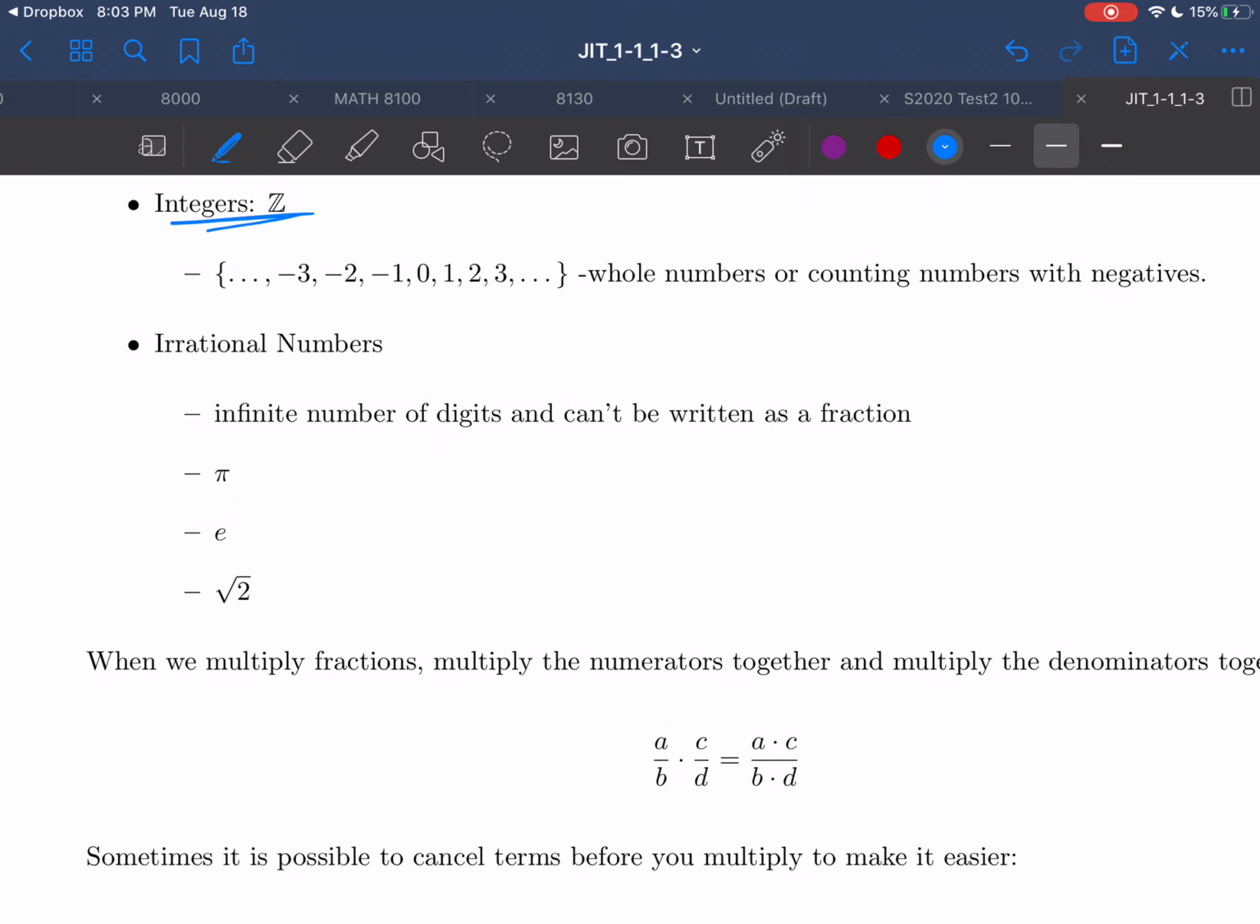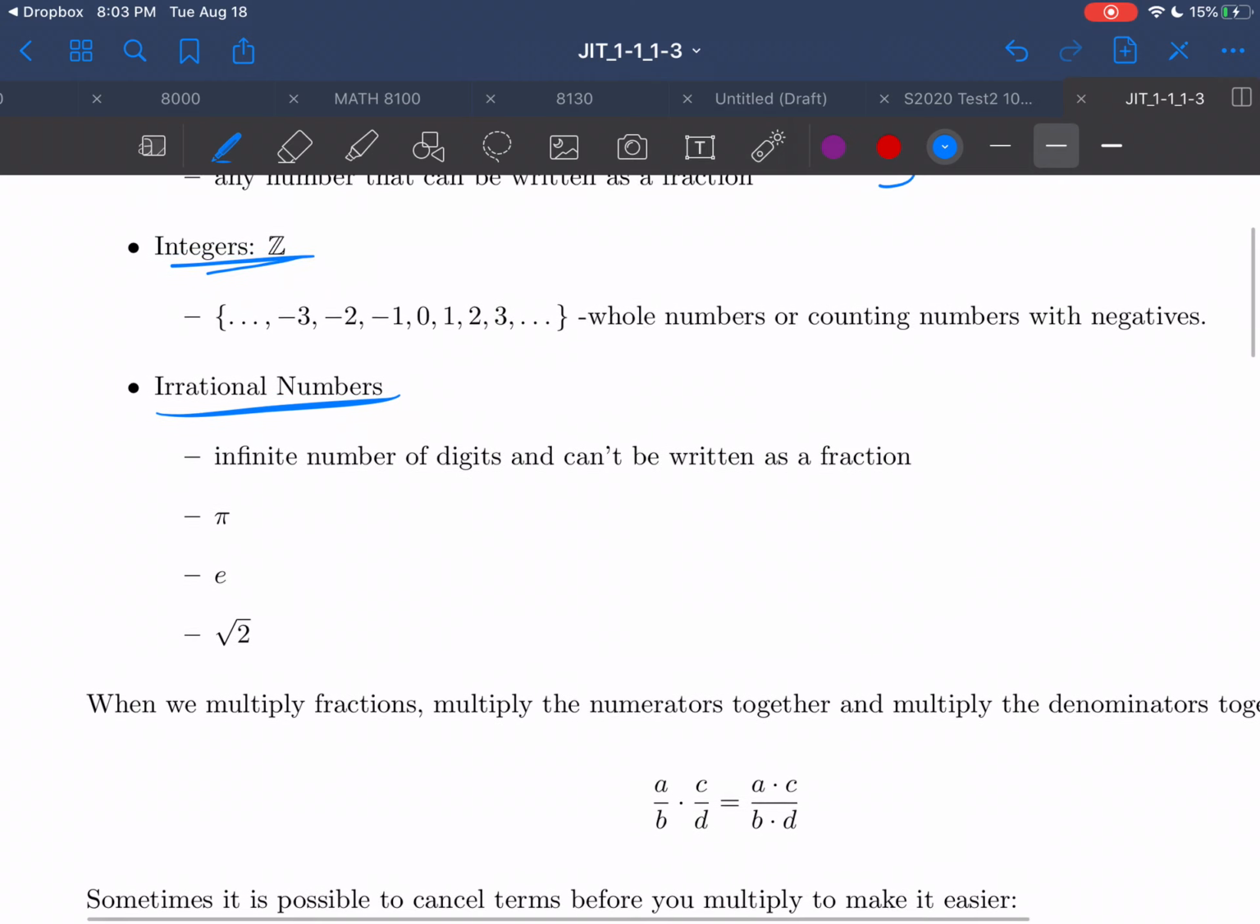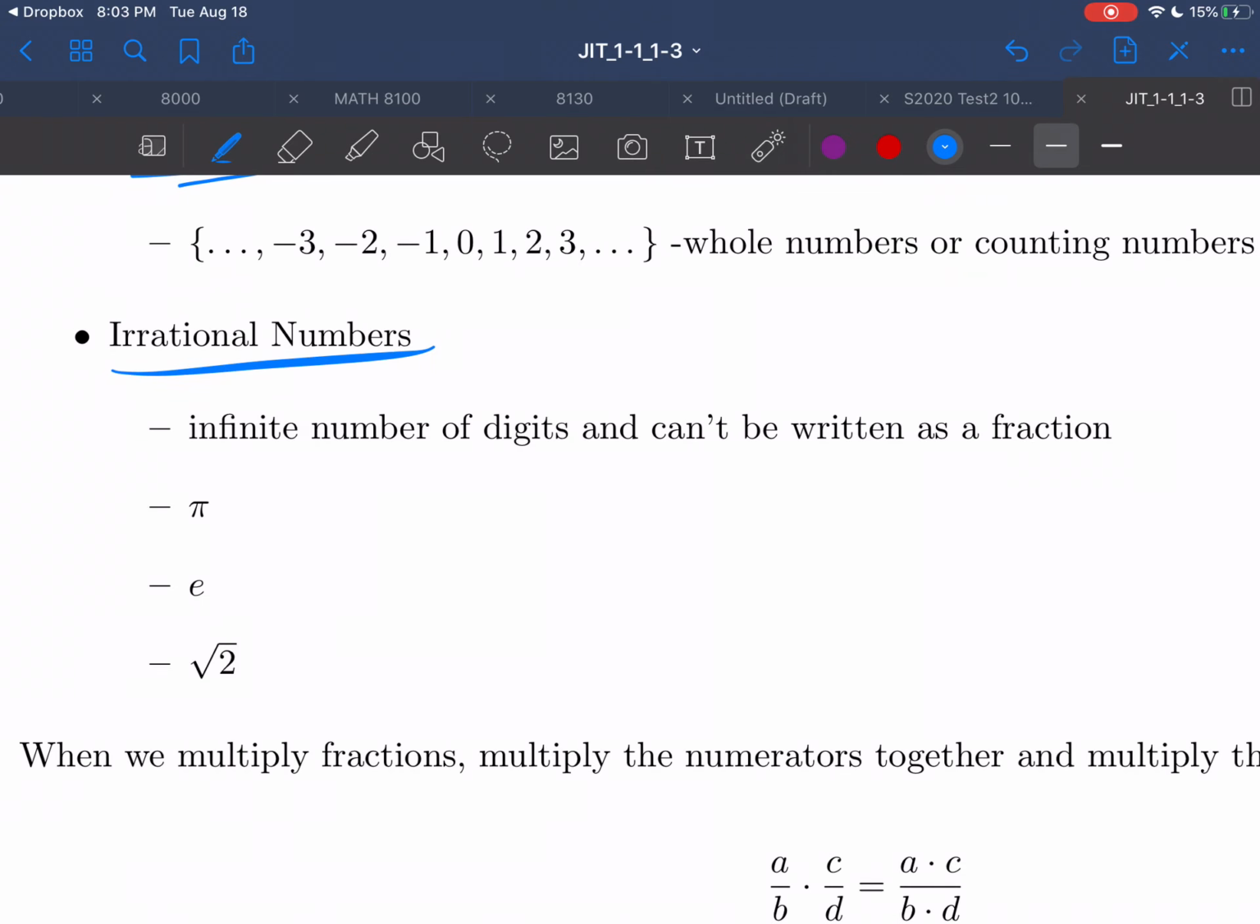And then lastly we have irrational numbers. These are numbers that have an infinite number of digits and can't be written as a fraction. They just kind of keep going on and on and on. Some examples of this would be pi. If you were to use a computer program to look and see what pi was mathematically, it would be 3.141592 and then a bunch of other numbers.